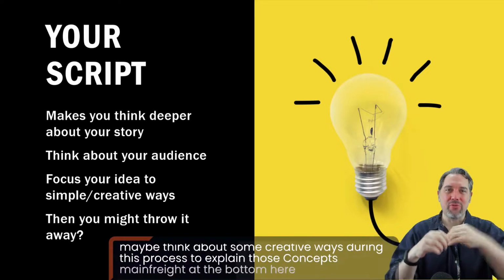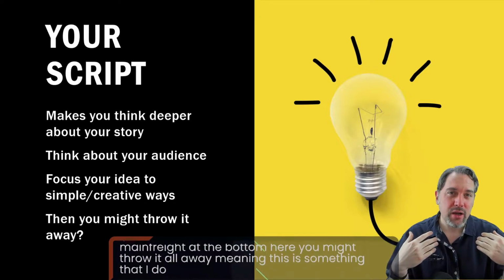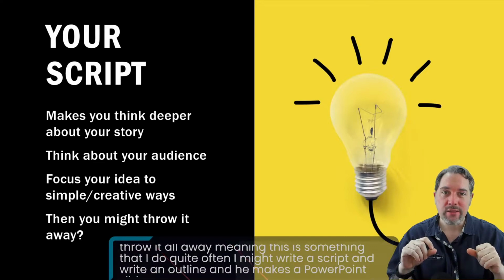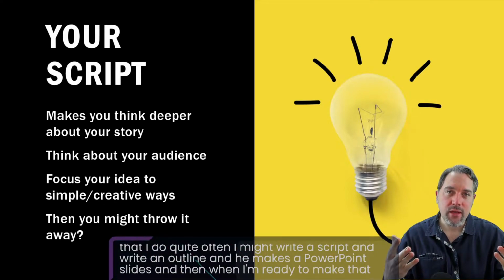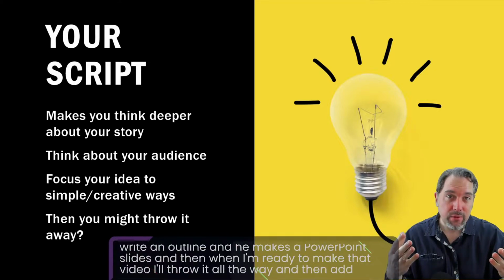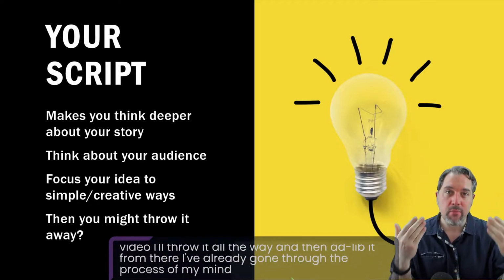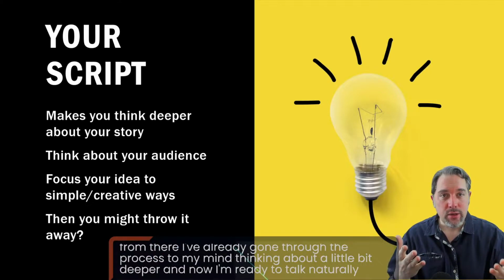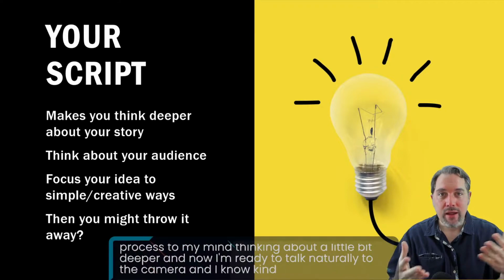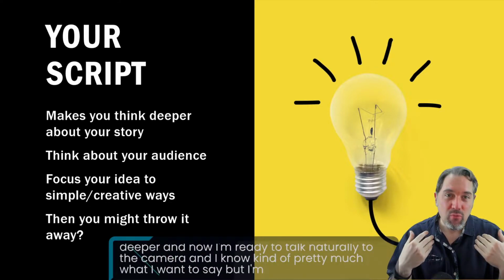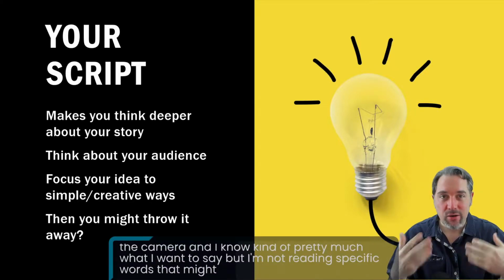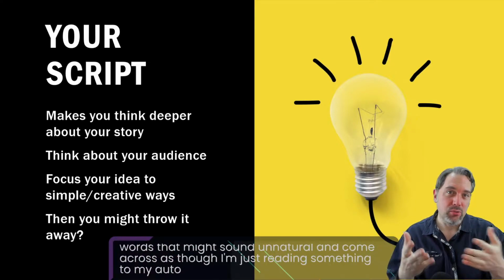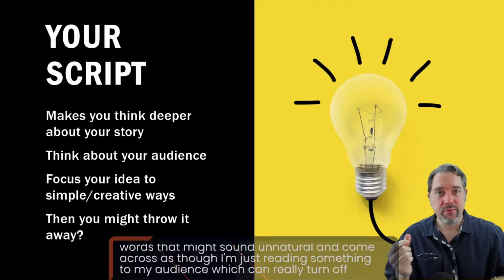Then right at the bottom here, you might throw it all away, meaning this is something that I do quite often. I might write a script and write an outline, maybe make some PowerPoint slides. And then when I'm ready to make that video, I'll throw it all away and then ad-lib it from there. I've already gone through the process in my mind, thinking about it a little bit deeper. And now I'm ready to talk naturally to the camera, and I know pretty much what I want to say, but I'm not reading specific words that might sound unnatural and come across as though I'm just reading something to my audience, which can really turn off an audience for a video presentation.